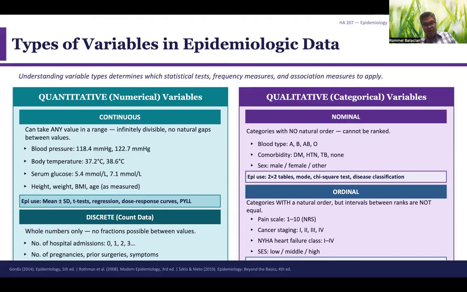Another example of an ordinal qualitative variable would be cancer staging, so stage 1, 2, 3, 4. The New York Heart Association classification of heart failure. And then socio-economic status as well.